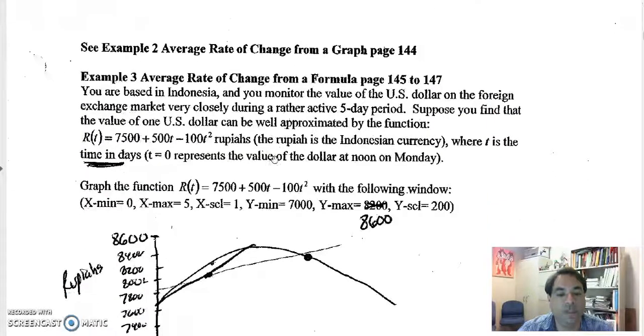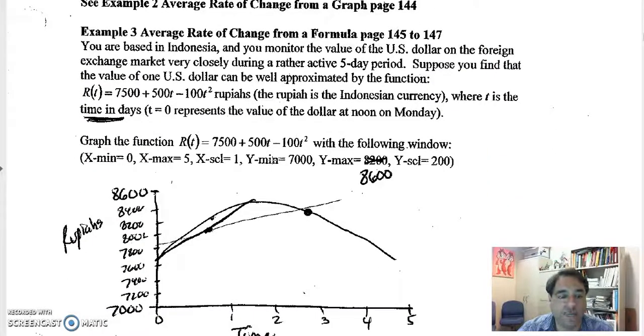Now, we can also do this without the table. So you're based in Indonesia and you monitor the value of the US dollar on a foreign market exchange very closely during an active 5-day period. Suppose you find that the value of $1 US can be well approximated by the function R of t equals 7500 plus 500t minus 100t squared rupees.